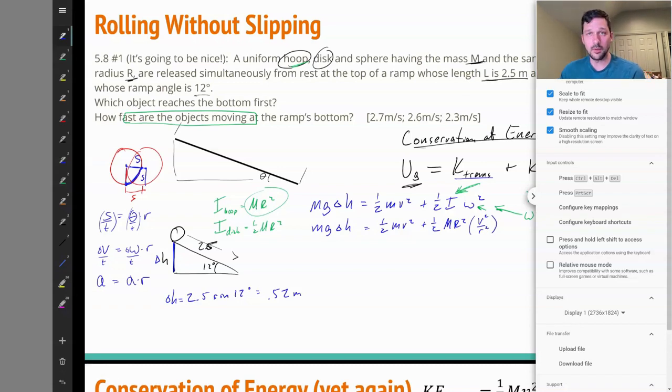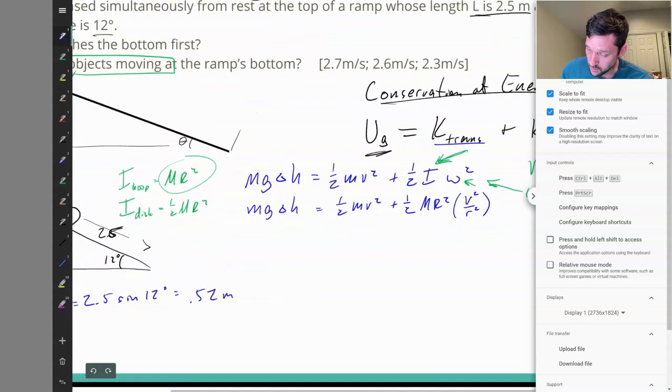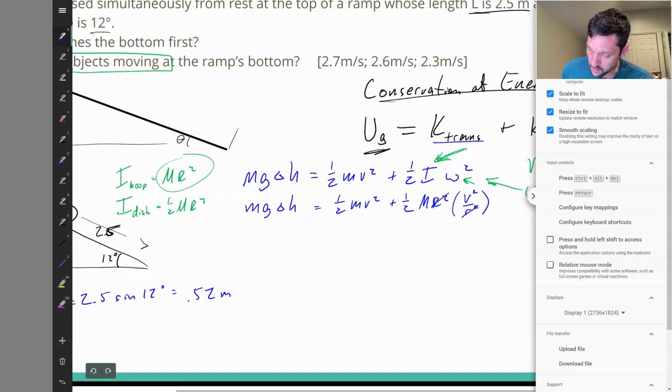Now, because we're talking about the hoop's radius, little r, as the hoop itself is turning, and we're talking about a hoop here, in the moment of inertia r, we're talking about the same r. So whether it's big R or little r, they're the same value. So r squared cancels r squared, and what we're left with is a half mv squared plus a half mv squared equals mg delta h.